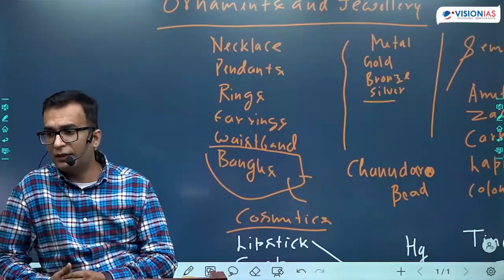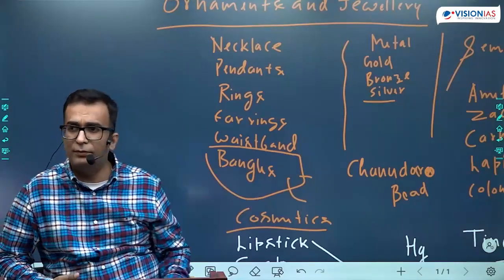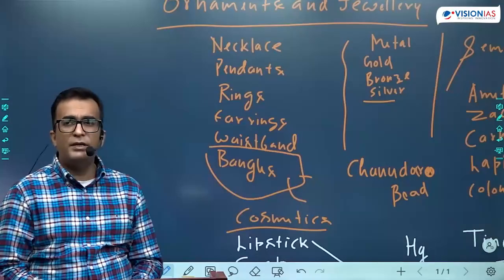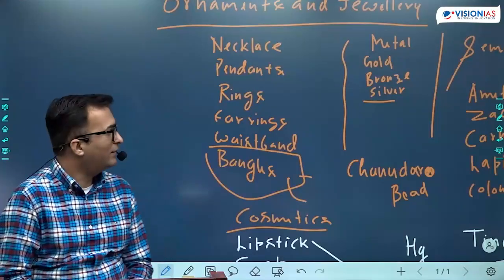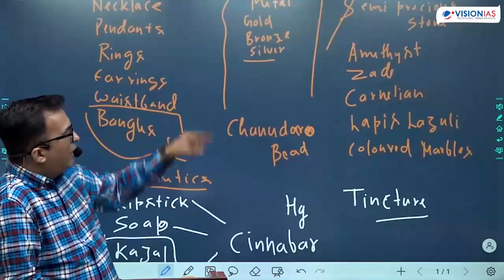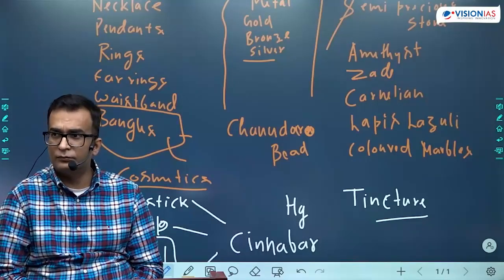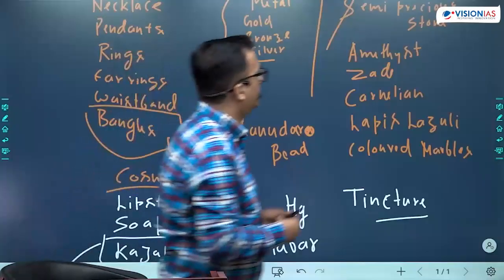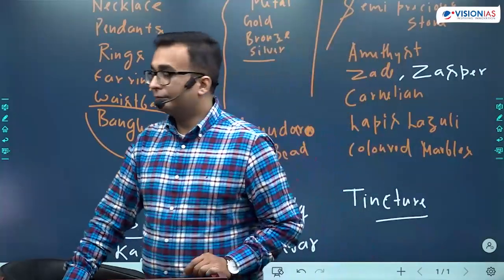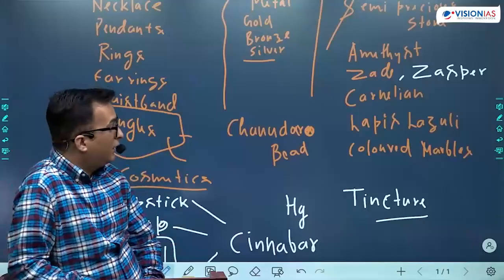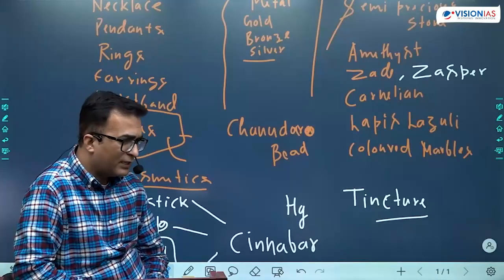Then mention. These ornaments were mainly created with semi-precious stones, like, so mention these all: amethyst, jade, jasper, add करो, carnelian, lapis lazuli and colored marbles.